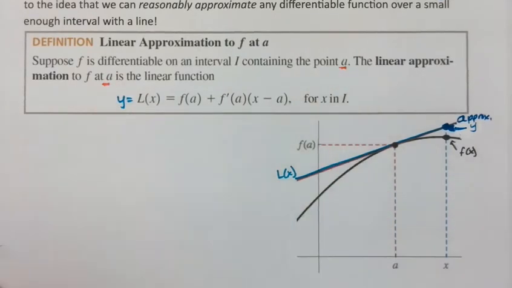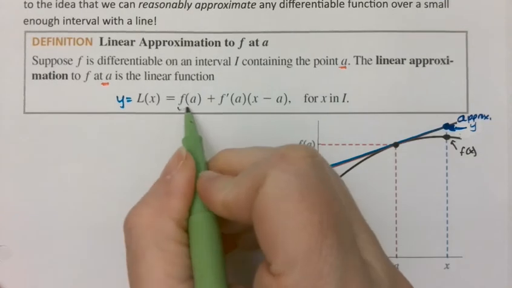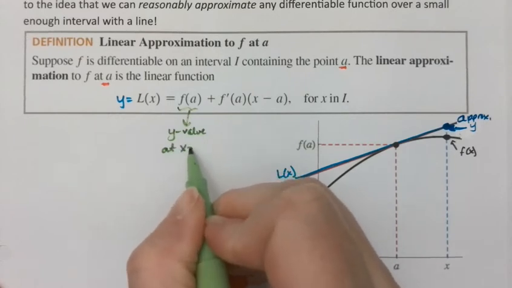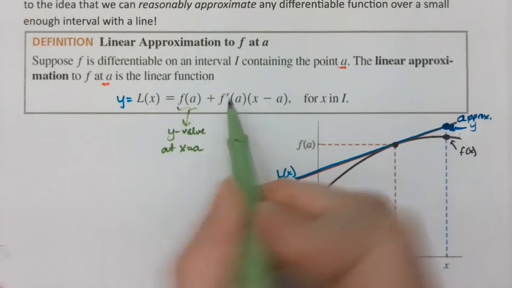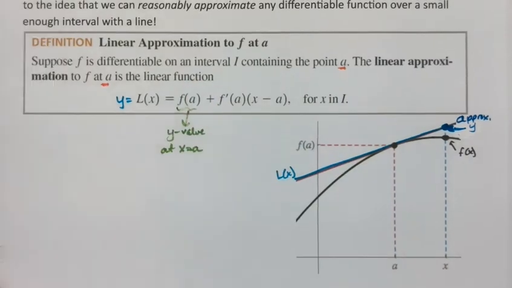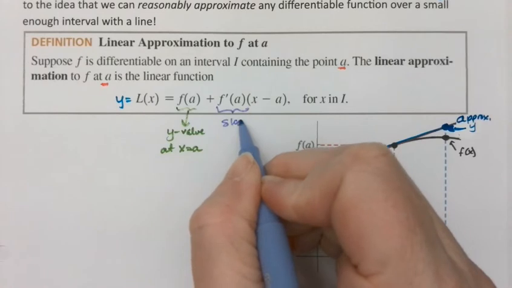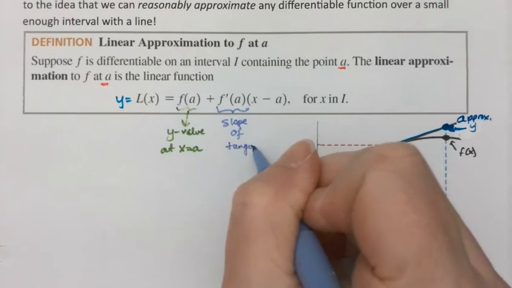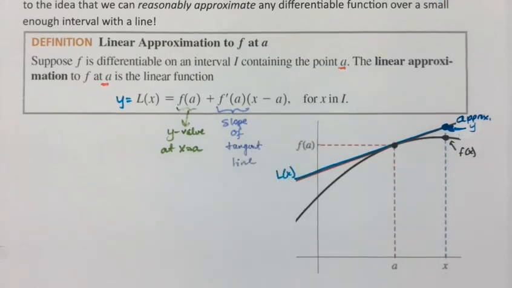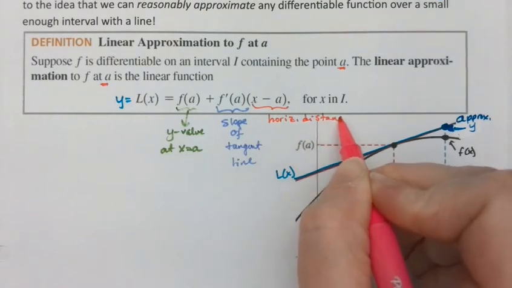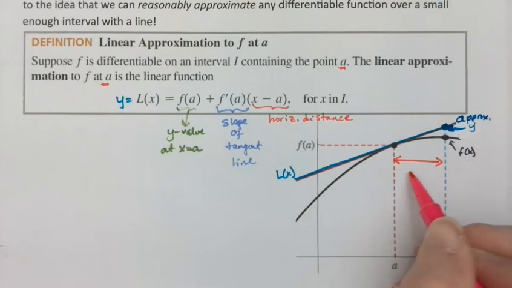Containing point a, right? So you say, okay, I want to get close to a, so I'm going to have the y value at a. This is the y value at x equals a. And then this will be the slope of the derivative. Sorry, I'm losing colors here. This is the slope of the tangent line, which is what the derivative is. And x minus a is the horizontal distance that you are from a to x. It's right here. This is x minus a.